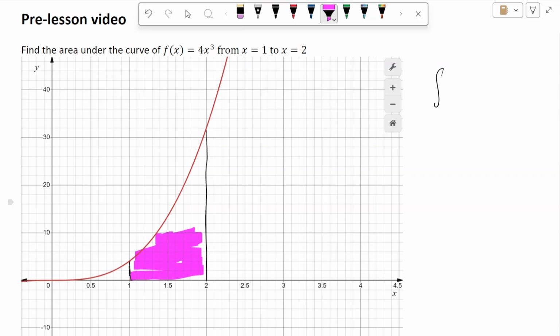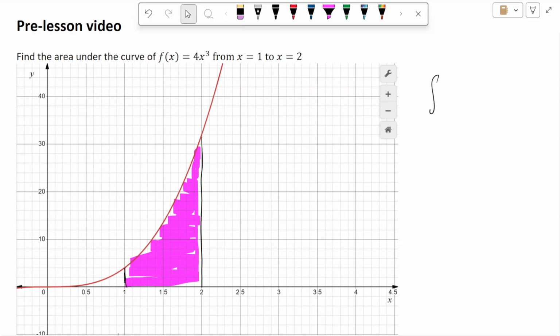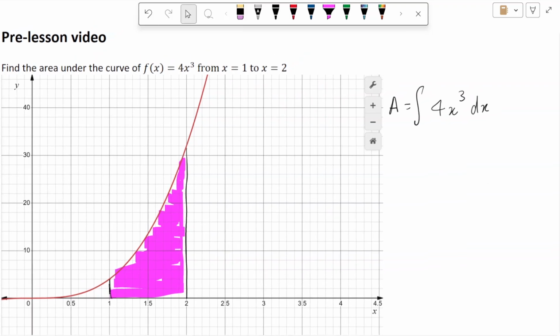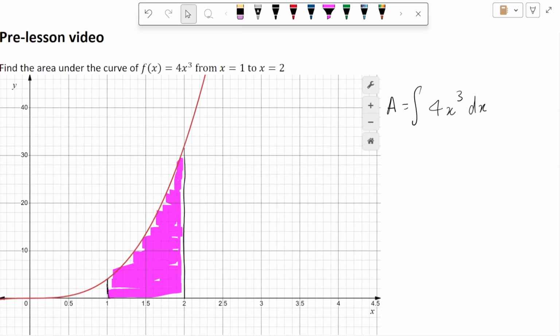Basically, we're wanting to find this area under the curve. You can use a bunch of rectangles to approximate it, and I encourage you to review that, just so you don't forget. But there's a really easy, quick way to get this. So the area between 1 and 2, it's the integral of 4x cubed. Now you might be wondering, hey, that gives you a function. That's not a number. Areas are numbers.